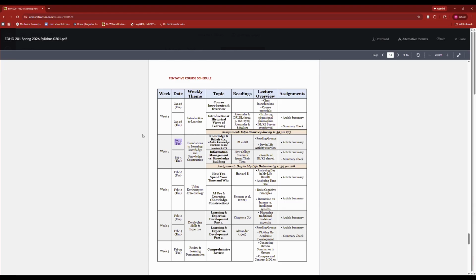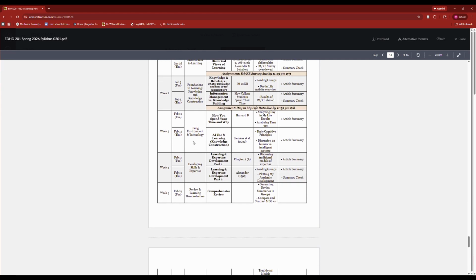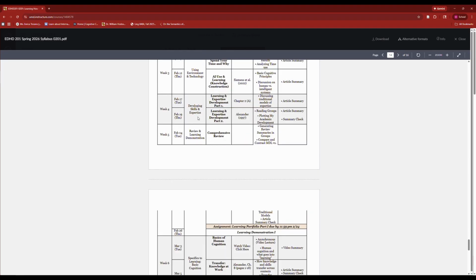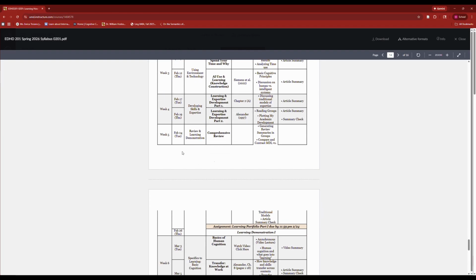Then we're going to go into the foundations of learning, which include knowledge and knowledge construction. We're going to be talking about learning, so it's going to be important for us to have a good conceptual understanding of what we mean when we talk about knowledge and what it is that we're actually learning. Then we're going to be talking about using the environment and technology around us, not only as aids, but to help us in terms of expanding our ability to engage with the world in a different way, and also how that affects our ability to learn. Next, we're going to talk about skills and expertise. And then afterwards, we will go into our first learning demonstration at the end of week 5.